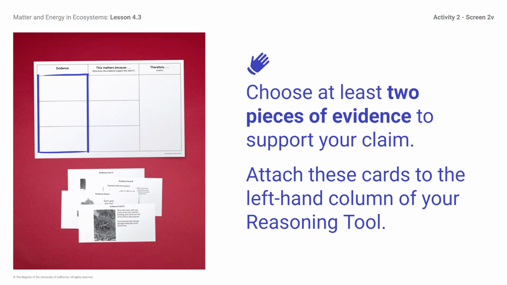Choose at least two pieces of evidence to support your claim. Attach these cards to the left-hand column of your reasoning tool. If you want to use all 4 of the evidence cards, you will need to use the reverse side of the reasoning tool sheet.